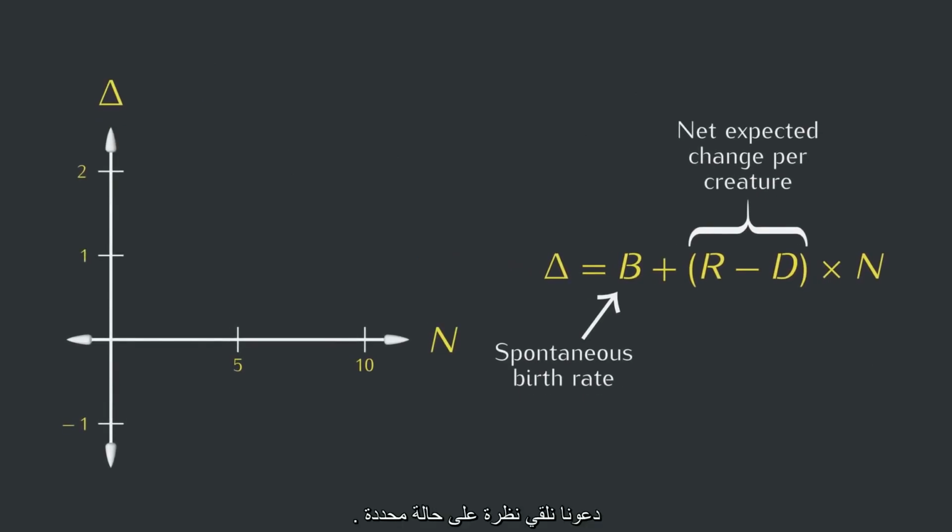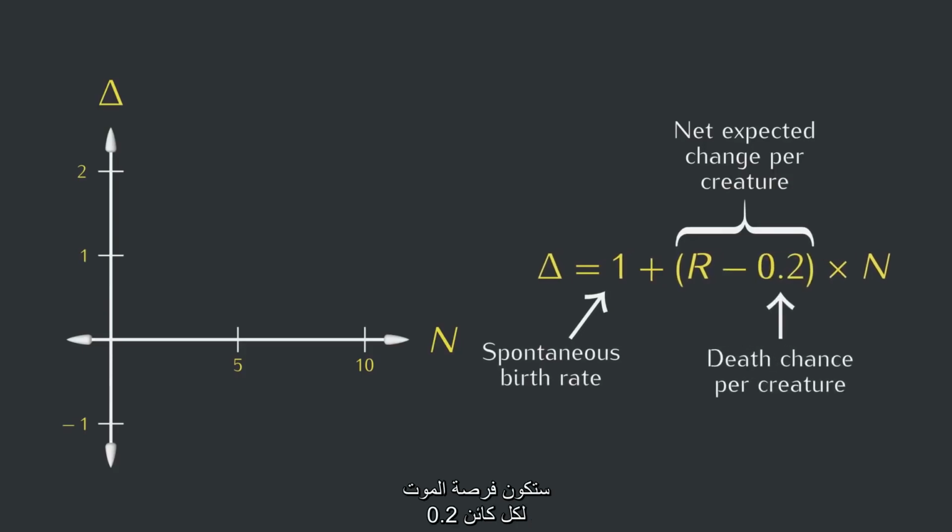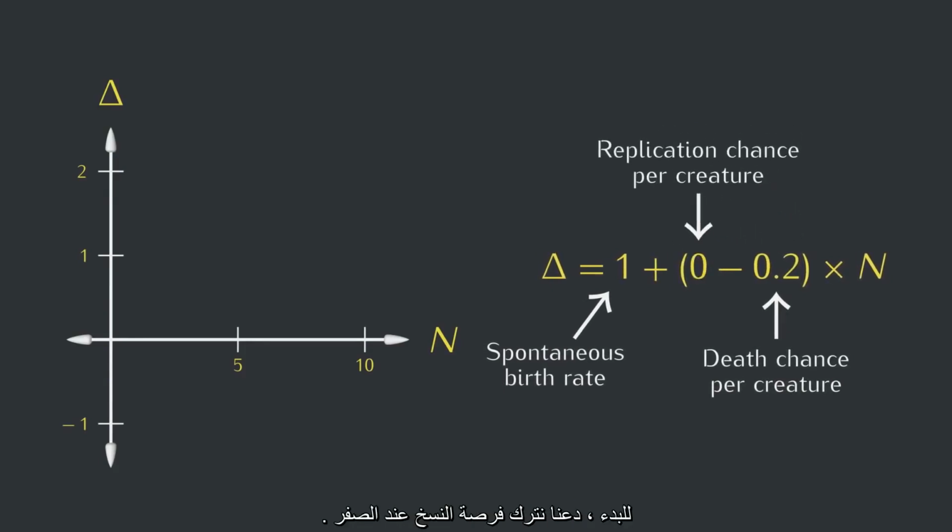Alright, let's look at a specific situation. Let's make the spontaneous birth rate 1, so each time step will see one brand new creature pop into existence on its own. The death chance for each creature will be 0.2, so each living creature will have a 1 in 5 chance of dying each time step. And to start out, let's leave the replication chance at 0.